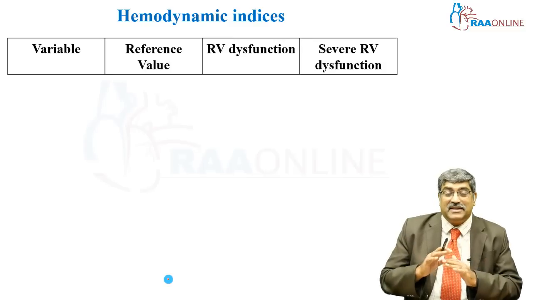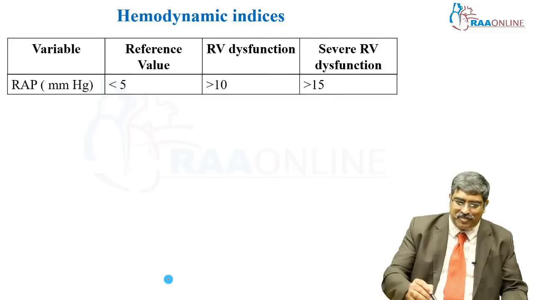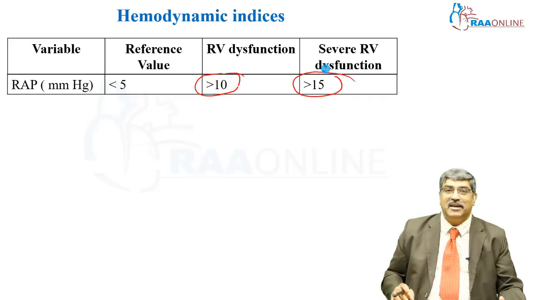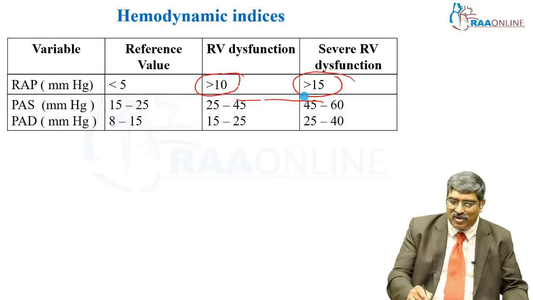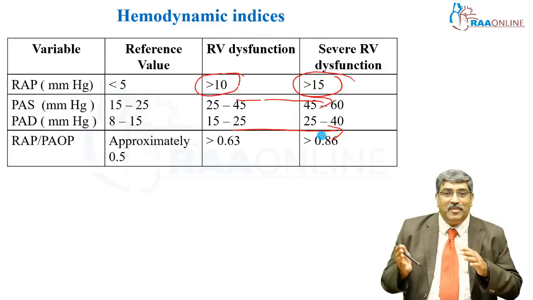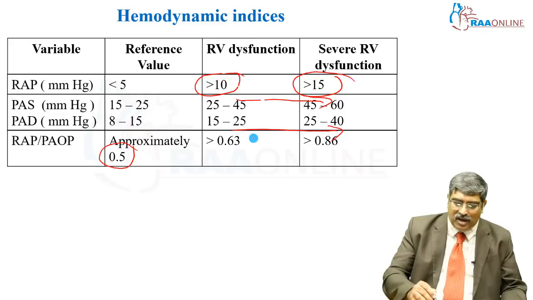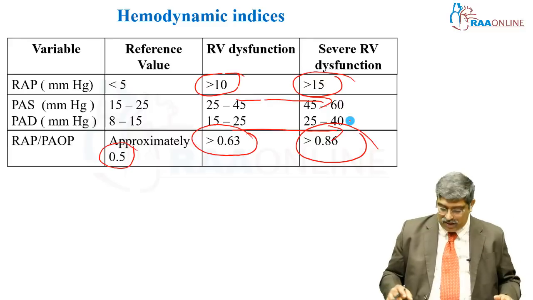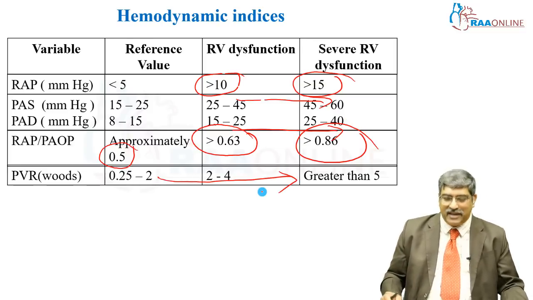How will you differentiate severe RV dysfunction from moderate RV dysfunction with regard to hemodynamic indices? RA pressure is going to be greater in moderate RV dysfunction. In severe, it is going to be greater than 15. Your pulmonary artery systolic and diastolic pressure will increase as your RV dysfunction increases. Your right atrial versus pulmonary artery occlusion pressure ratio normally is approximately 0.5. In RV dysfunction, it is greater than 0.6 and in severe RV dysfunction, it is greater than 0.86. And PVR increases as your RV dysfunction increases.